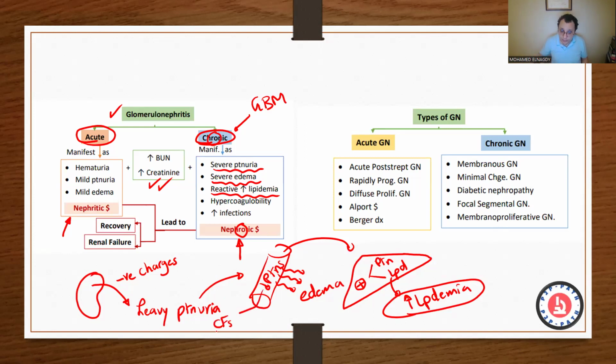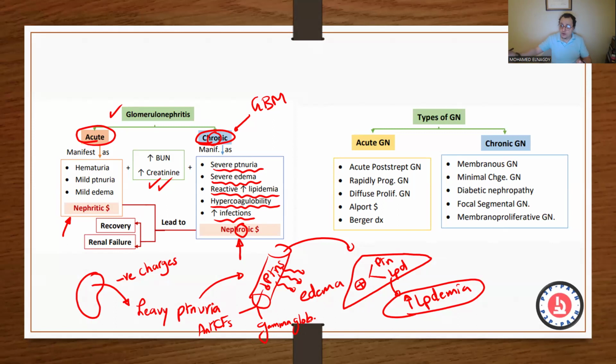You lose the coagulation factors in urine. This leads to... you lose the anticoagulation factors like protein C, protein S, antithrombin 3. These proteins, you lose them in your urine, so you end up having hypercoagulability, and also you lose the gamma globulins, which are the antibodies, because they are also plasma proteins.